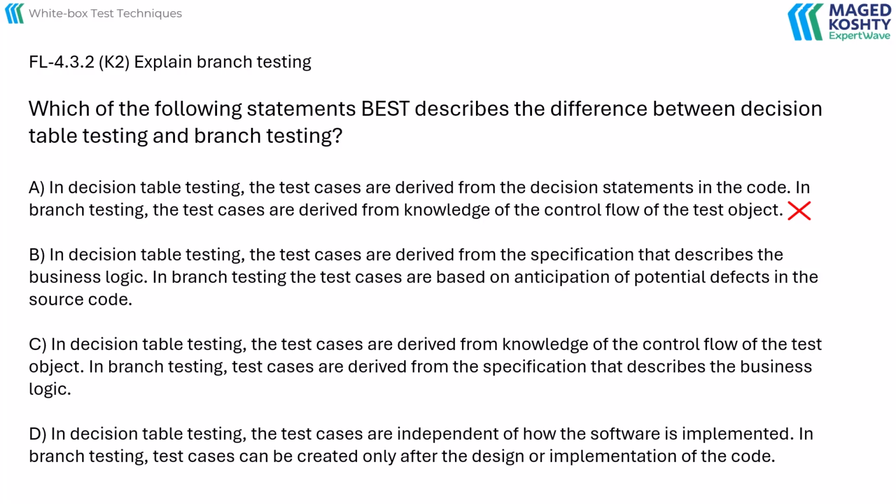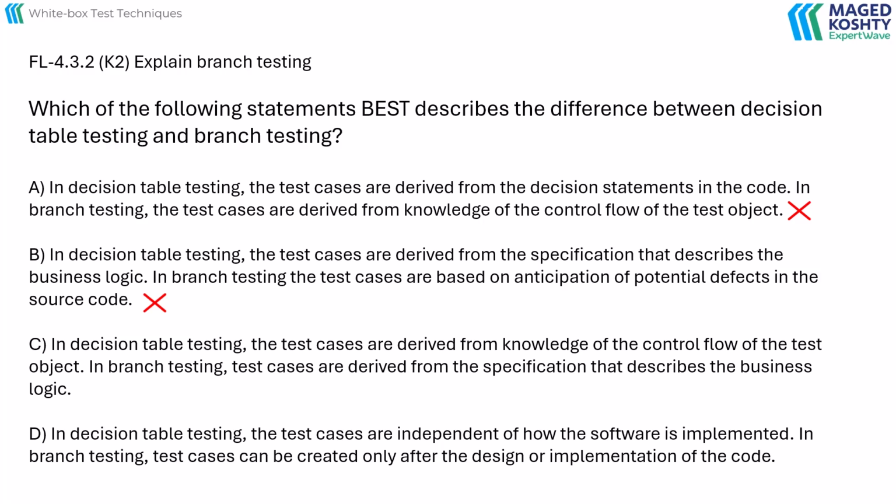Let's move on. B. In decision table testing, the test cases are derived from the specification that describes the business logic. So far, this is correct. In branch testing, the test cases are based on anticipation of potential defects in the source code. This is incorrect. In branch testing, the test cases are derived from knowledge of the control flow of the test object. Anticipation of potential defects is used in error guessing, which is an experience-based technique.